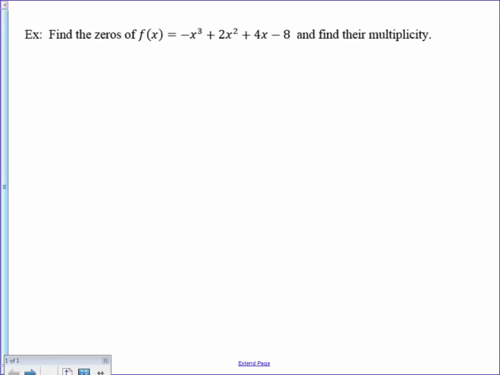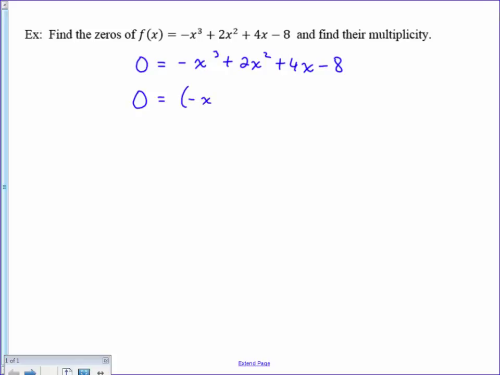In this example, we would like to find the zeros of this function and state their multiplicities. So I'll first set f of x equal to 0, and then I want to solve the right-hand side, if I can, by factoring and finding x. Alright, since I have this equal to 0, and we have 4 terms on the right-hand side, I'm going to try to factor by grouping.